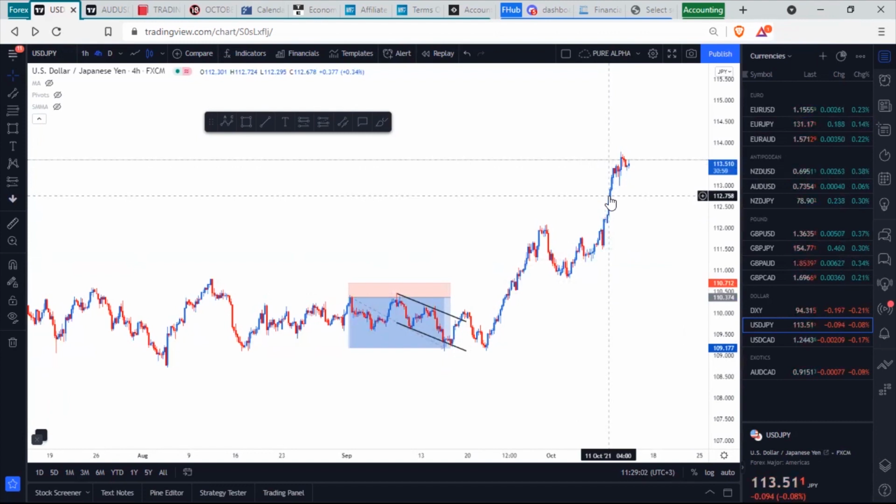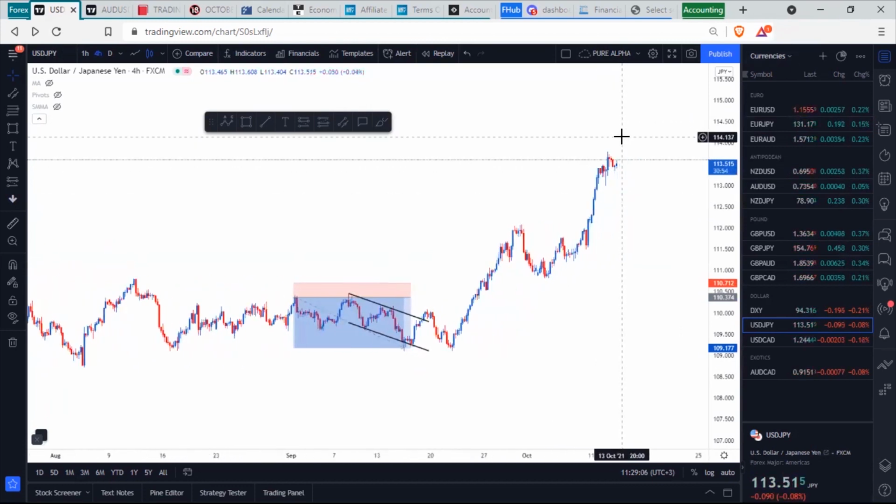I don't know how the Nikkei is performing. The Nikkei is the index for the Japanese market, so I don't know what is performing, but I'll look at it later on today. But that's what has been performing. Yen weakness, dollar strength has been the narrative for the past few days, past few weeks.